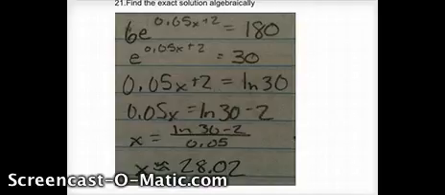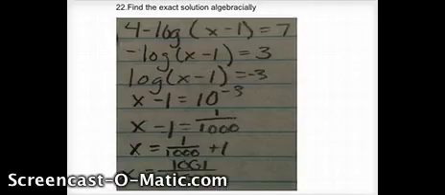And then you're going to divide both sides by 0.05, and you end up with x equals the natural log of 30 minus 2 over 0.05. And your final answer is approximately 28.02. Problem number 22 also wants you to find the exact solution algebraically. So you start out with the equation 4 minus log of x minus 1 equals 7. And what you're going to do is subtract the 4 from both sides.